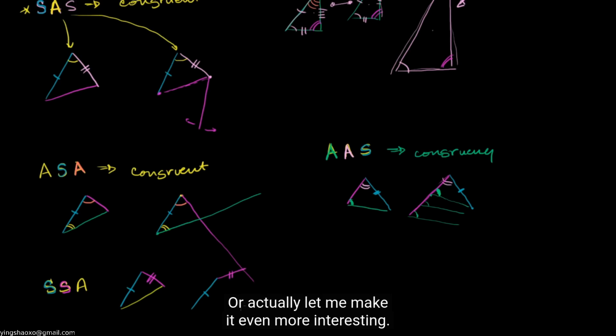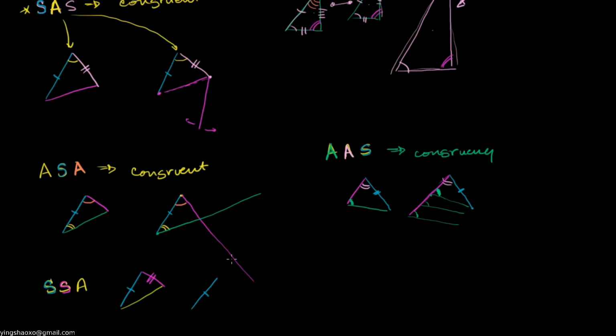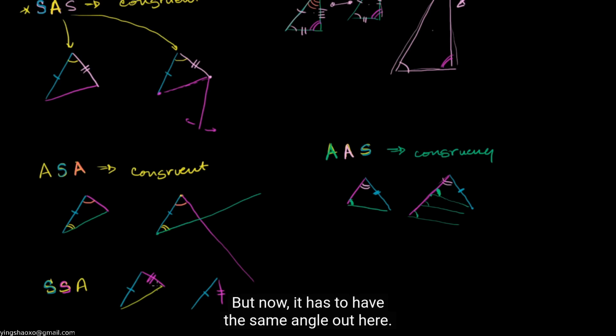Or actually, let me make it even more interesting. Let me try to make it like that. So it's a very different angle, but now it has to have the same angle out here. So it has to be roughly that angle. So it actually looks like we can draw a triangle that is not congruent, that has the same two sides being the same length, and then an angle is different. For example, this is pretty much that. I made this angle smaller than this angle.